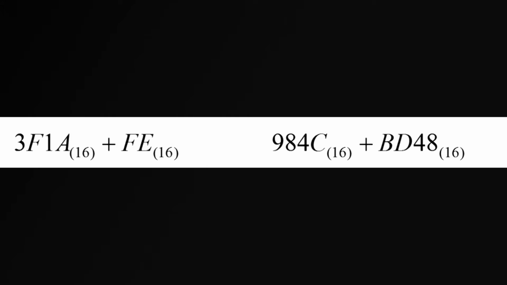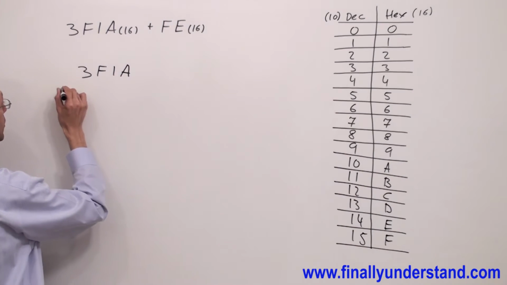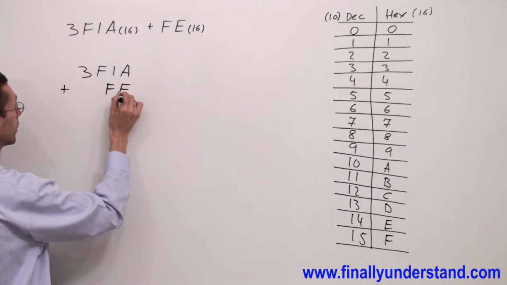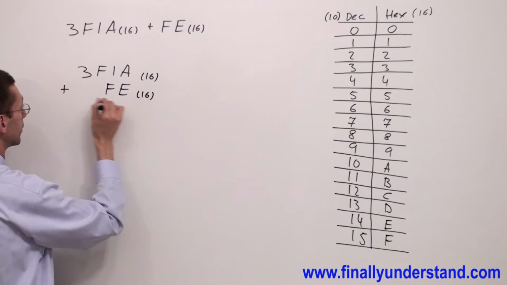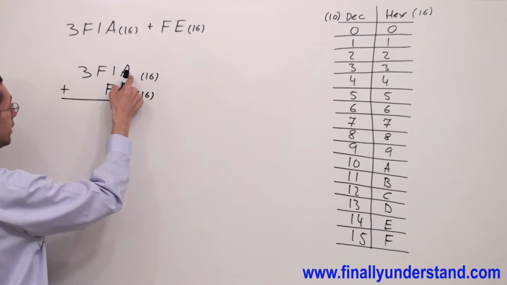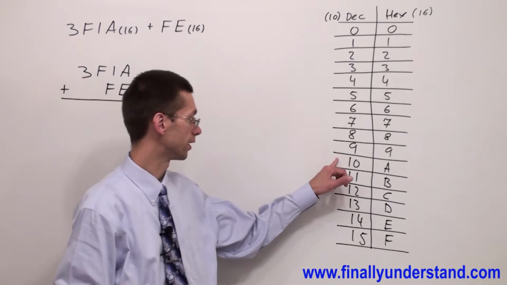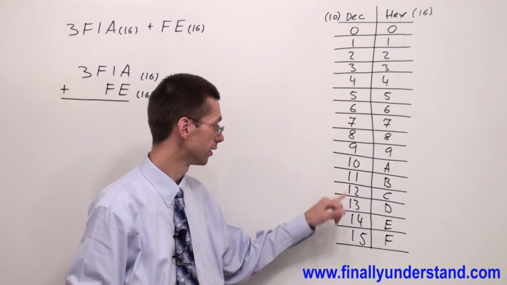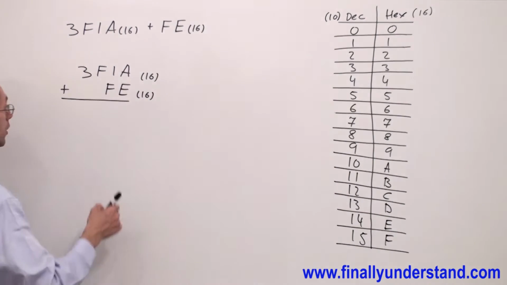Let's take a look at this example. We have 3f1a plus fe, base 16. A plus e. A is 10, e is 14. 10 plus 14 is equal to 24.